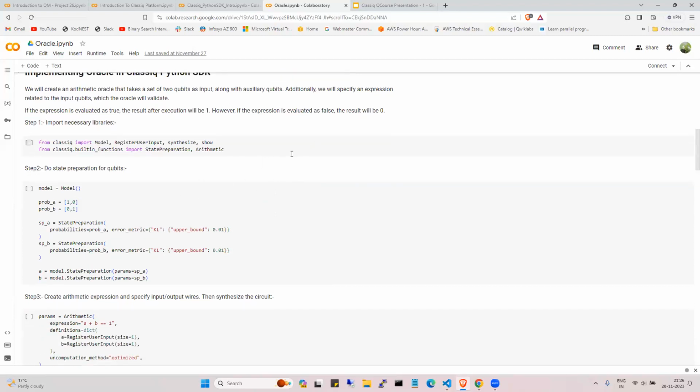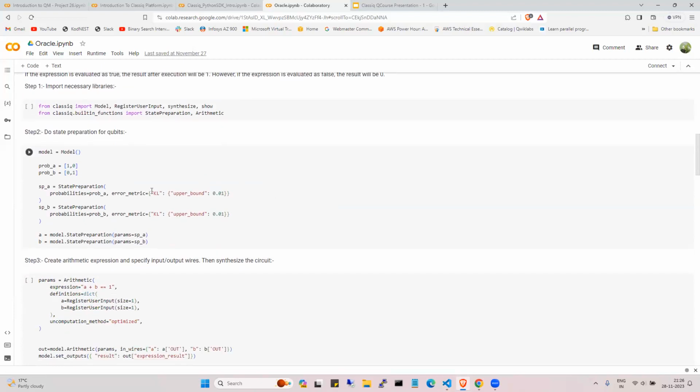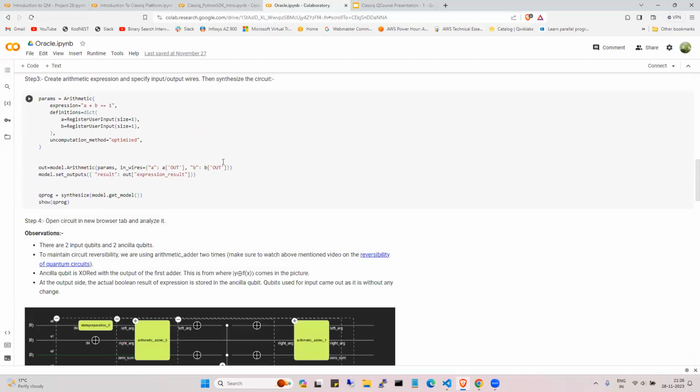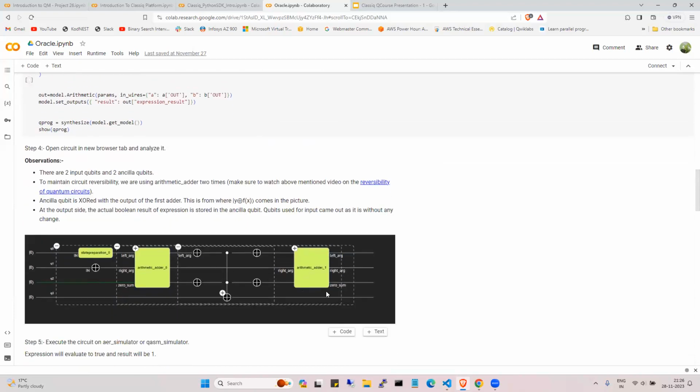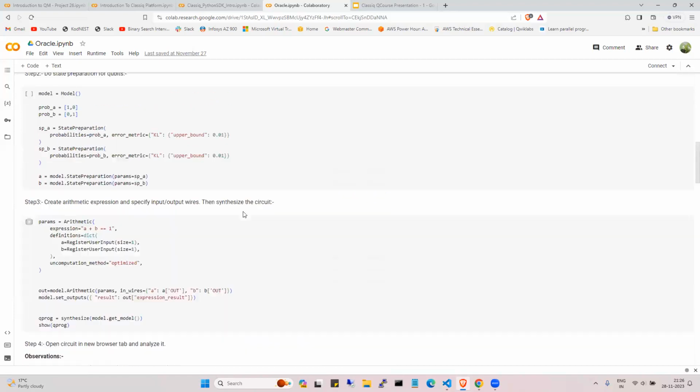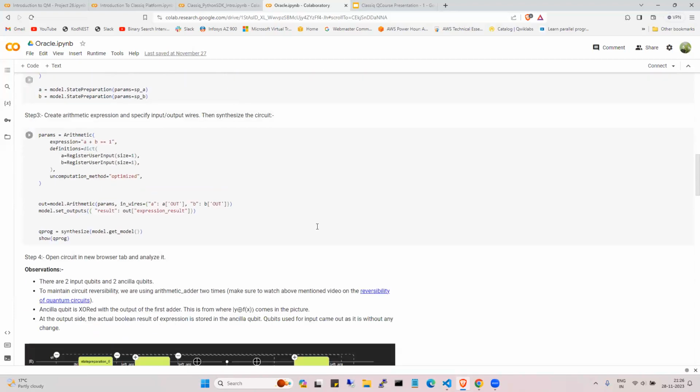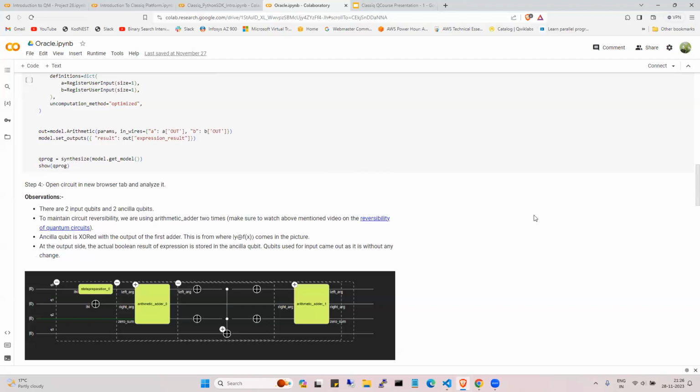So I took help of our mentor Nati, and he suggested to use an arithmetic function instead of Oracle. I tried with that function, and here is the result. This is just an example of Oracle. I just wanted to show how Oracle looks before actually jumping into using it in an algorithm.